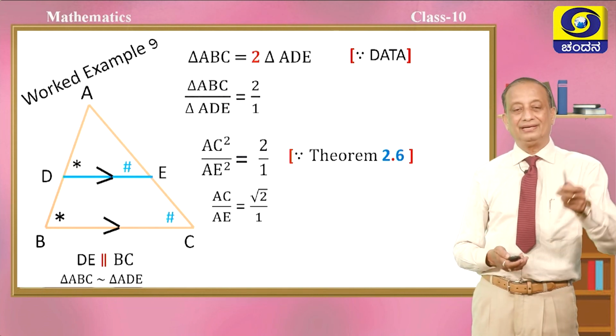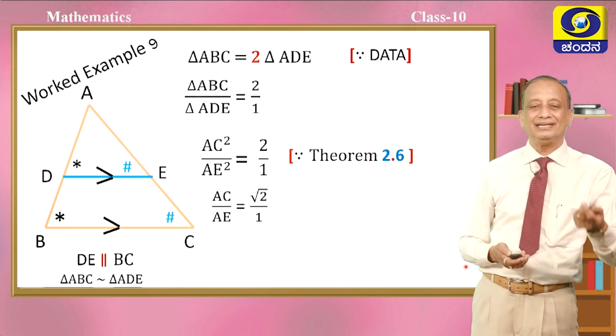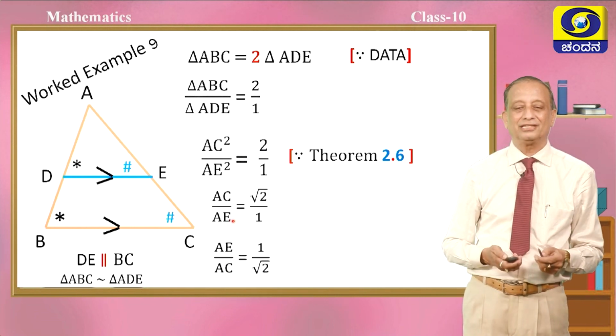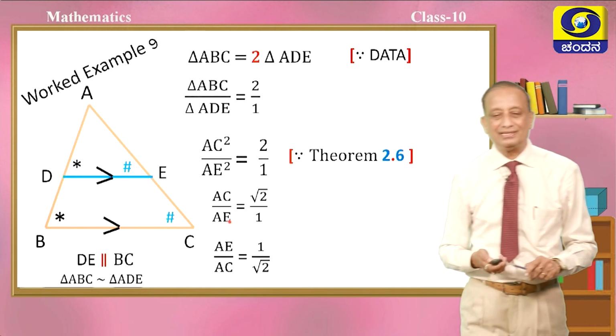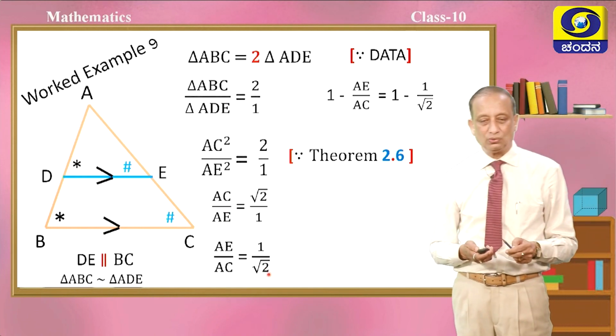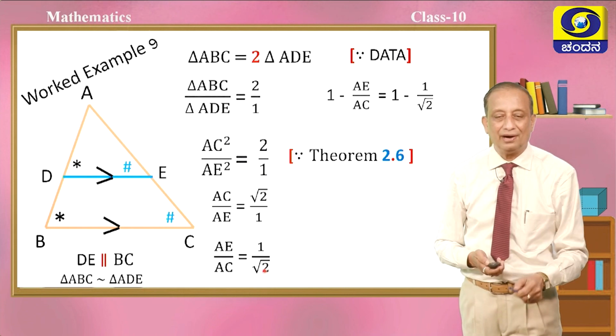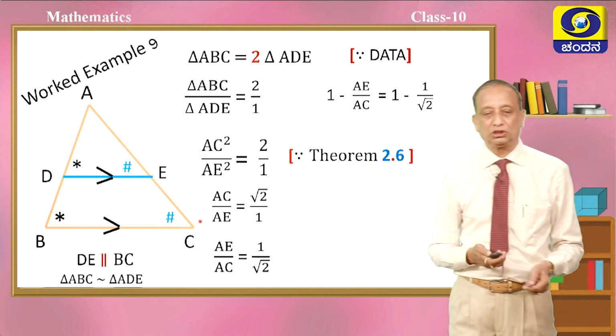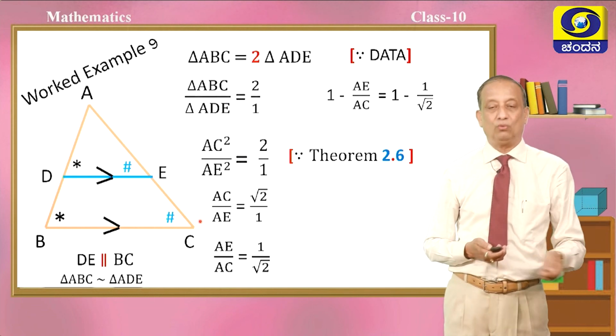We wanted EC by AC. Don't you think we have to take the reciprocal for this proportion? So AE by AC is equal to 1 by root 2. Since we wanted EC, what is it that we have to do? We have to subtract this proportion from 1.